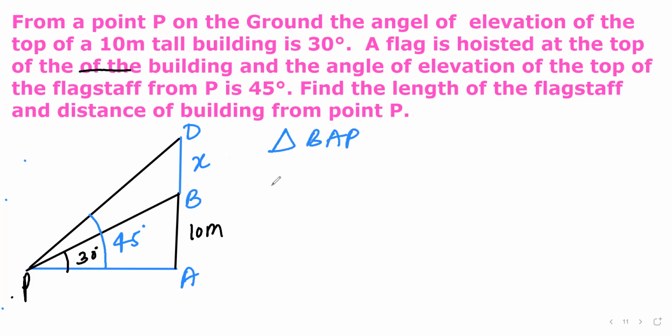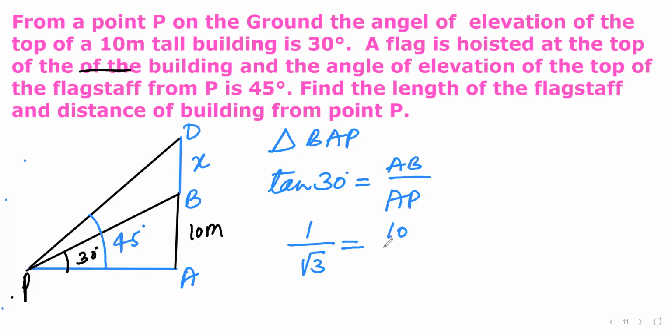BAP, that is tan 30 degree equals opposite. Opposite is what here? AB divided by base AP. So tan 30 can be taken as 1 divided by root 3, and AB is 10 and AP is unknown. We don't know, right? So now AP equals 10 root 3 in the meters.